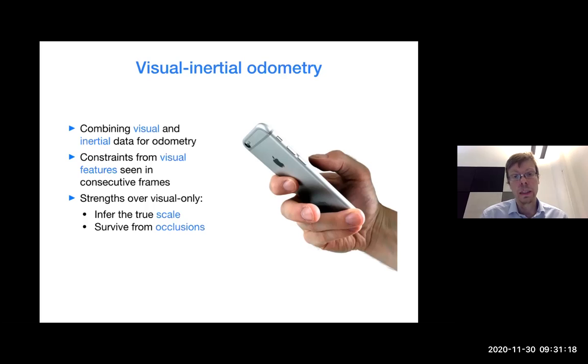And another benefit from the inertial sensors is that we can be robust against short occlusions. So if the camera lens is briefly occluded, we can still track the motion thanks to the inertial sensors. But because of the rapid accumulation of errors in the pure inertial navigation, these occlusions should not be too long.